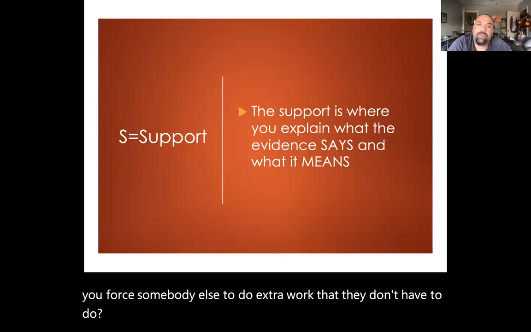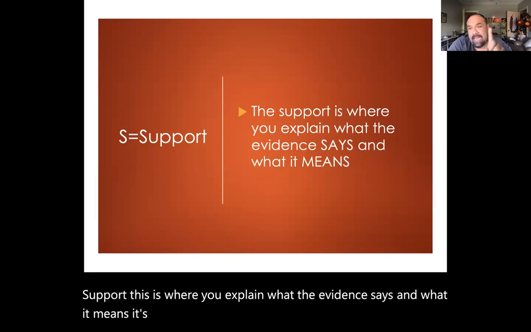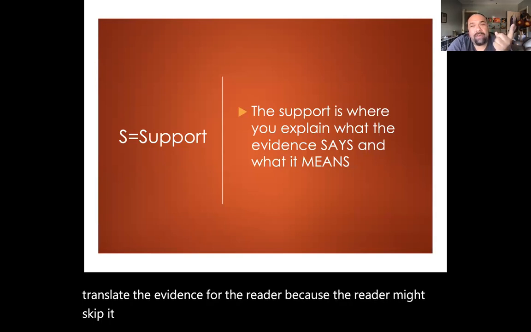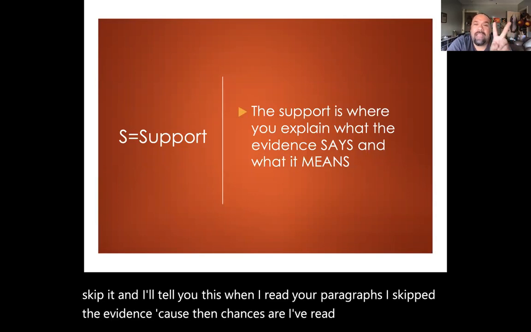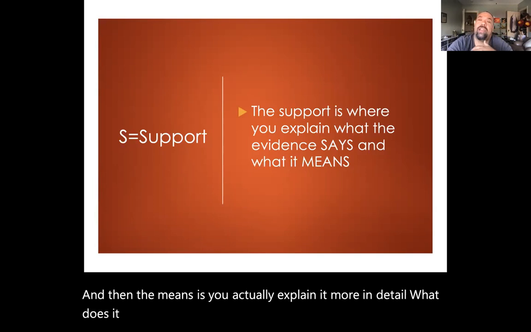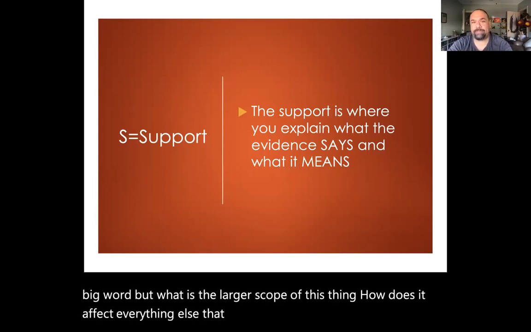Support. This is where you explain what the evidence says and what it means. There are two moves in this one, says and means. You have to translate the evidence for the reader because the reader might skip it. And I'll tell you this, when I read your paragraphs, I skip the evidence because chances are I've read it before. And then the means is you actually explain it more in detail. What does it mean? What are the larger implications of it? Implications is a big word, but what is the larger scope of this thing? How does it affect everything else that we've been talking about?